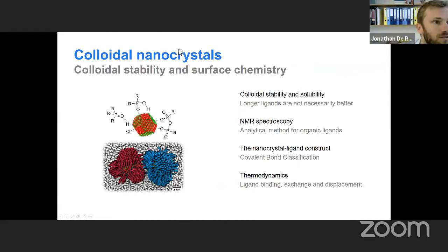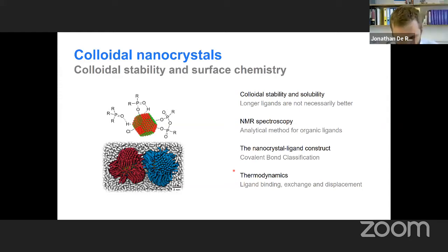Then we talk about the language that we use to describe surfaces. How can we formalize them? How can we classify them? And once you have a language, you can start to talk about these things, and you can start to predict what's going to happen. And finally, something very interesting: in the last few years, we're starting to get insight into the thermodynamics of ligand binding. So that's the last part of today.